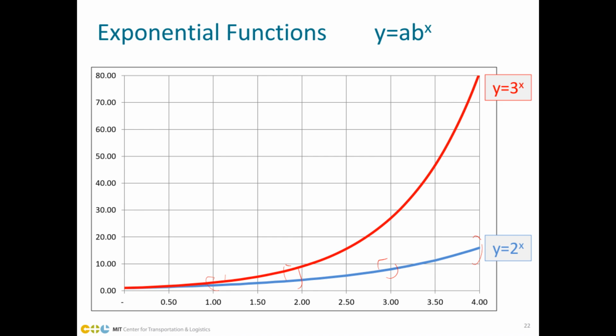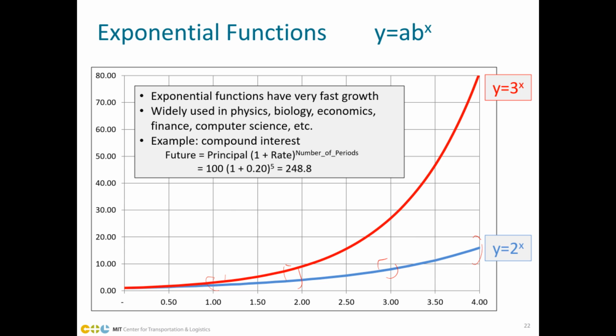And so if y equals 3 to the x, this is where a equals 1 and b equals 3. As you increase from x equals 1 to 2 to 3 to 4, it increases at an even faster rate. This is where the term exponential growth comes from. This exponential function is widely used, and it captures systems that have very fast growth. You see it in physics, biology, economics, finance, computer science, all over the place. In fact, you probably touch it every day.